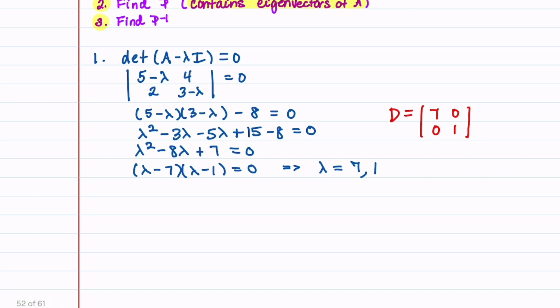Now let's go ahead and find P. So to find P, for each lambda we're going to have to find the eigenvector. I'm going to begin with lambda is equal to 7, just because I wrote that one first. And what we're going to do is take A minus lambda I, and we're going to augment it with 0, and we're going to have to put it all the way down in reduced echelon form.